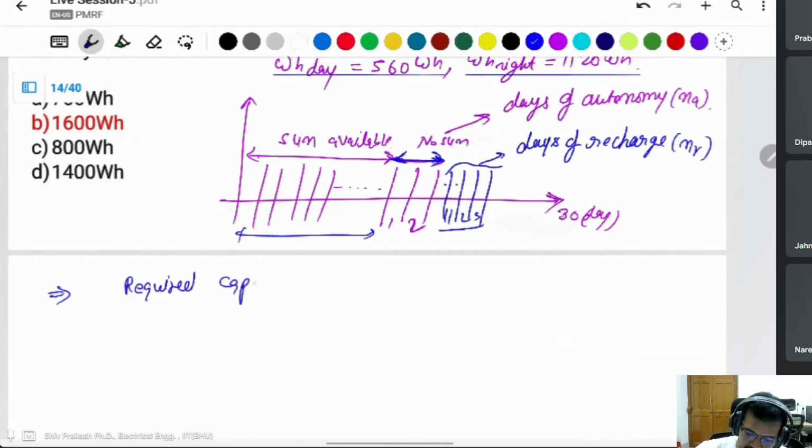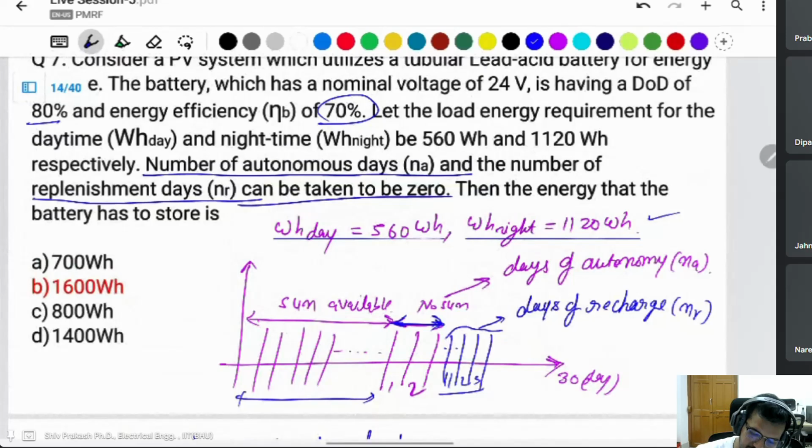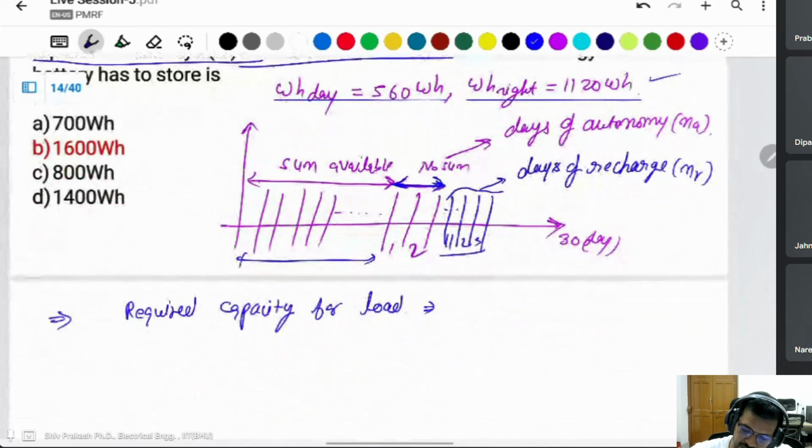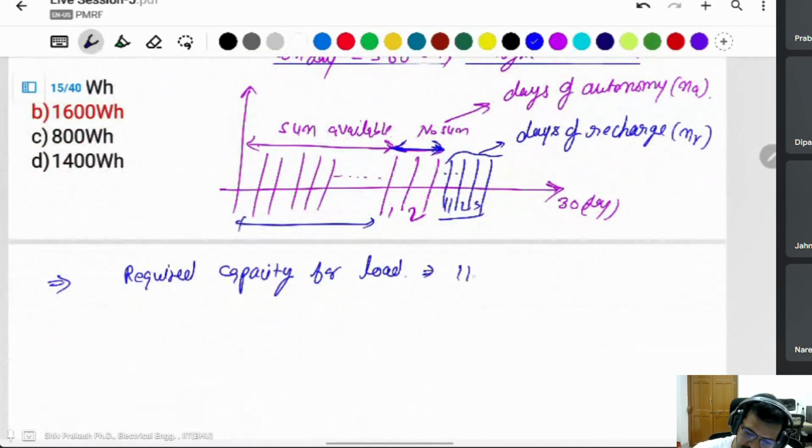the required capacity for the load, particular to the load only, will be 1120 watt hour. Night only. In the daytime there is solar PV. It's 1120 watt hour. If there were 100% efficiency and 100% DOD, then you would need only 1120 watt hour batteries.